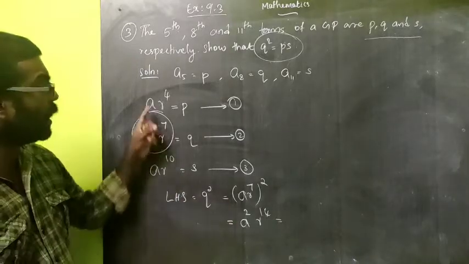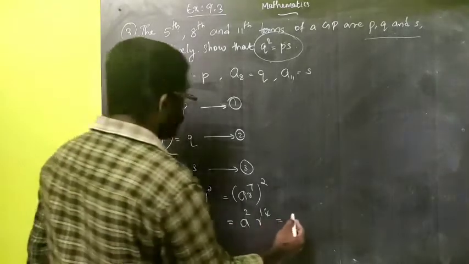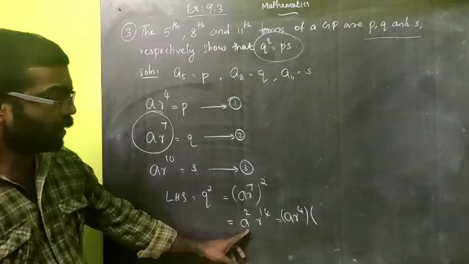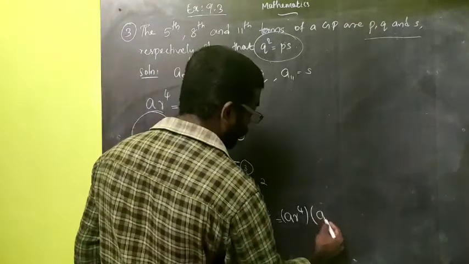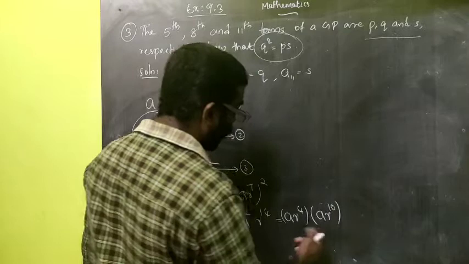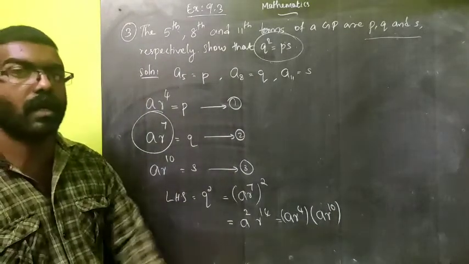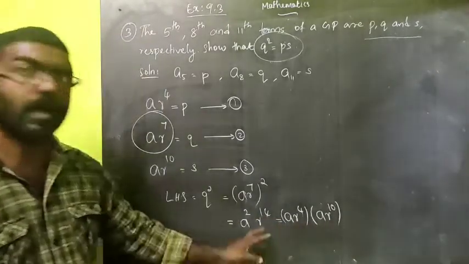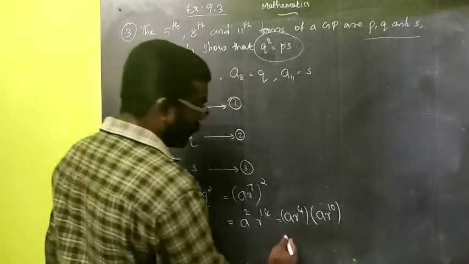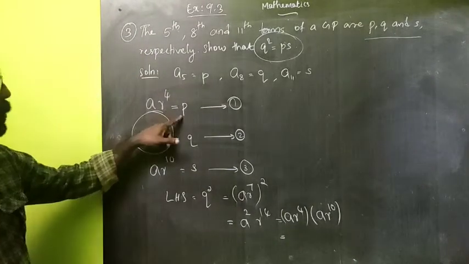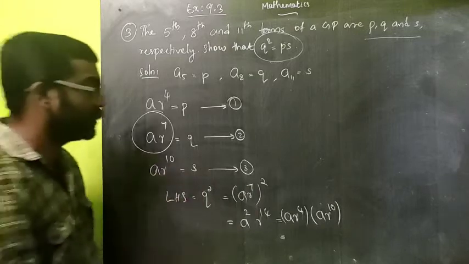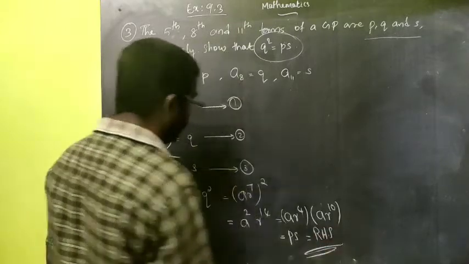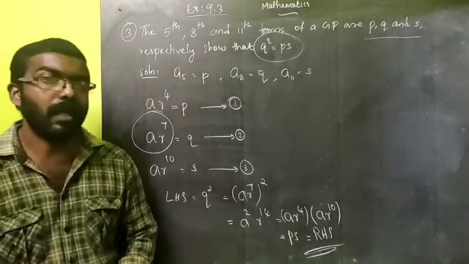So we can extract a r power 4 from this term. So a r raised to 4 into, what's the remaining? a r raised to 10. Okay. If we multiply and combine together, we will get the previous step, a square r raised to 14: a into a square, r raised to 4 into r raised to 10, r raised to 14. So which is equal to a r raised to 4, it is p, and a r raised to 10 is s. So ps, which is equal to RHS. That is q square is equal to ps.